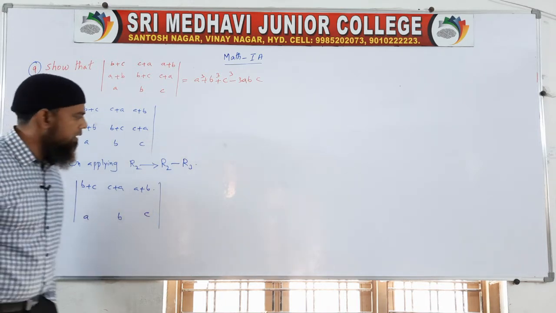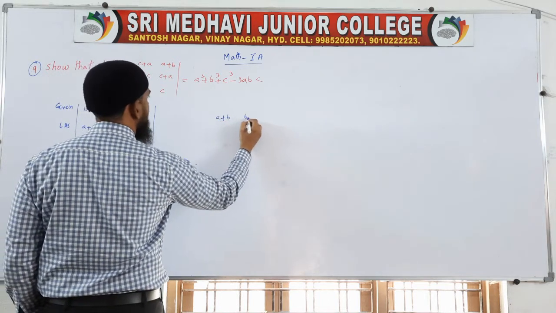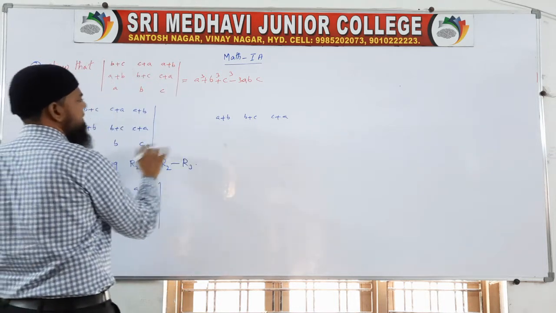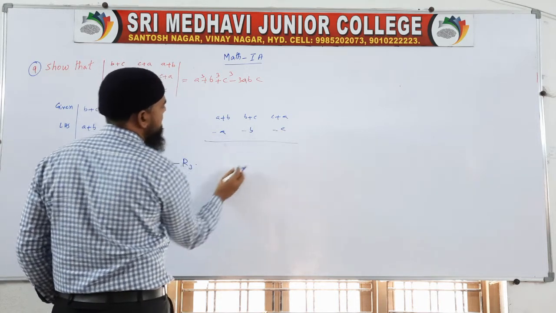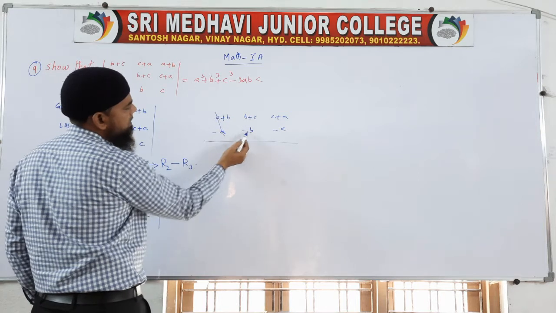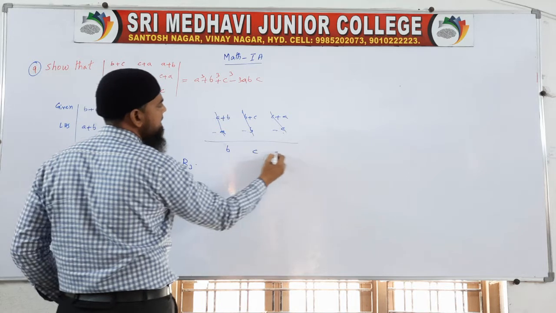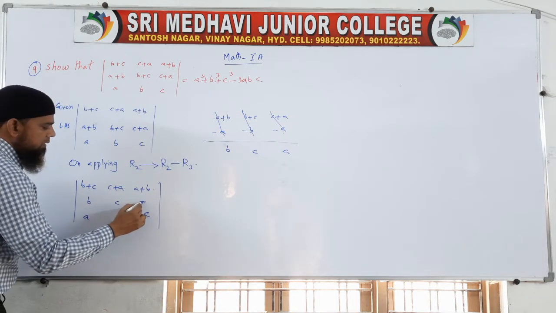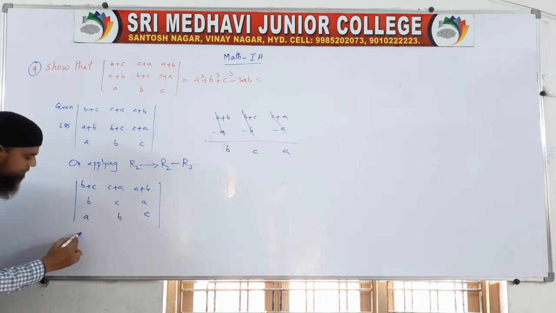Now we have to do the rough work. First I am writing R2, a plus b, b plus c, c plus a. Then minus R3, a, b, c. Minus, minus, minus. See, minus a plus a gets cancelled. Minus b plus b gets cancelled. Minus c plus c gets cancelled. What are the remaining letters here? b, c, a. That I have to write in place of R2. b, c, a. Over. Now, which one we have to change? R1.